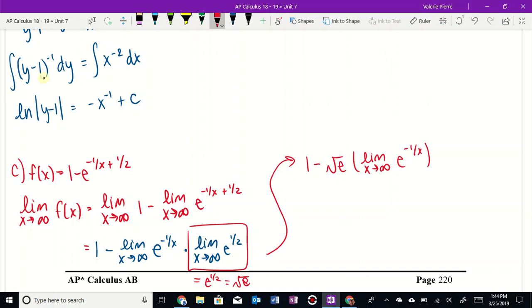Now, if we put into 1 over x very, very large numbers, that fraction is going to approach 0. It just is. As the denominator of a fraction increases, the overall fraction approaches 0. So what we really have is 1 minus square root of e, and the limit of this is going to be e to the 0. Anything raised to the 0 power is 1. So we have 1 minus square root of e times 1. So our limit is equal to 1 minus the square root of e.